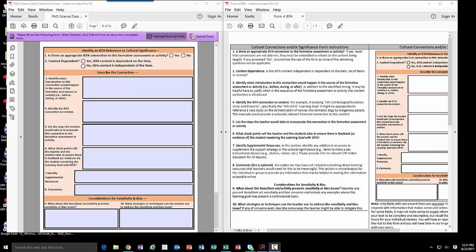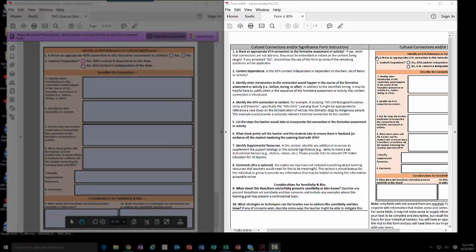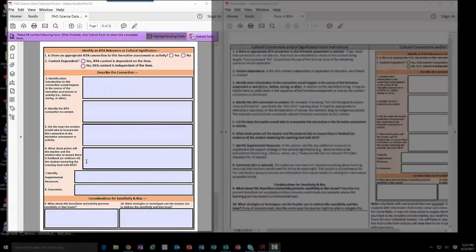So now we're looking at Form 4, which we will work on during our in-person workshop on day 3. And this one is addressing the Indian Ed for All, relevance or cultural significance. And here on the right-hand side, we have all of the things to consider when filling out this form.